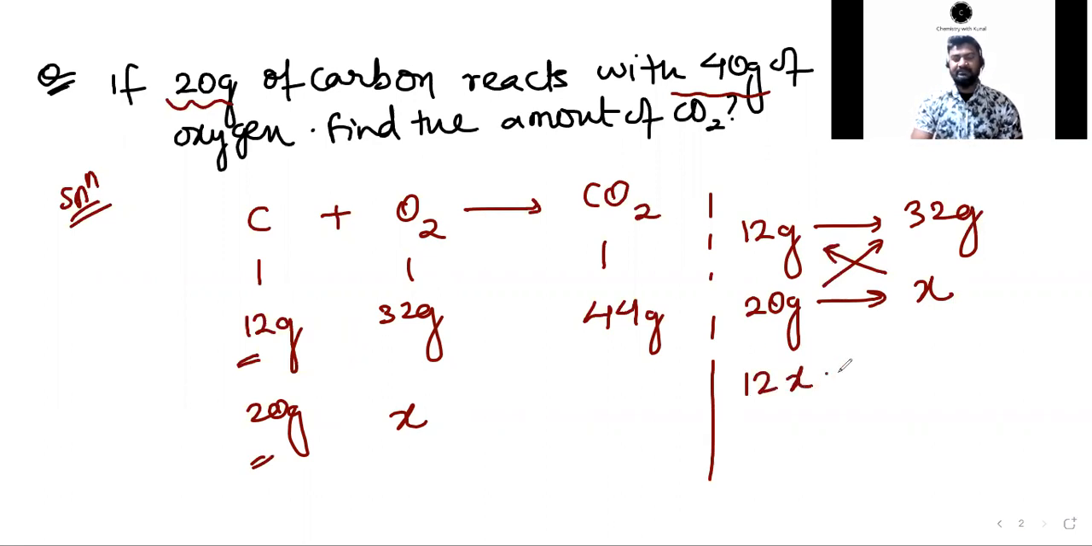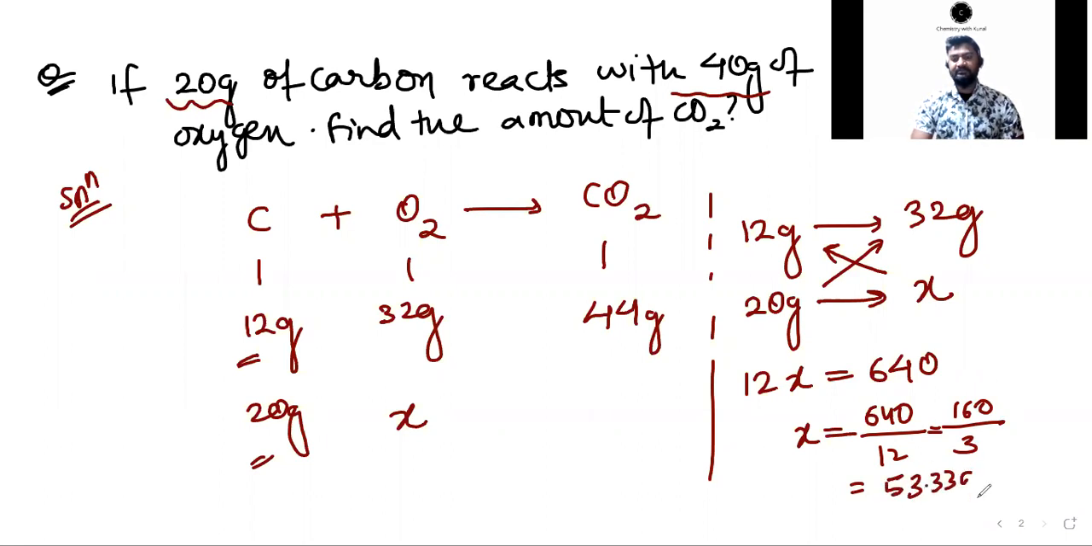So we get 12x is equal to 640. So x will be 640 by 12. Let's do it roughly. If you cancel it out, it will be 8, 4. So 160 by 3. We need something around 53.33 grams. But how much have we been given? See, they got it now. So we need 53.33 grams of oxygen for complete reaction of 20 grams of carbon.